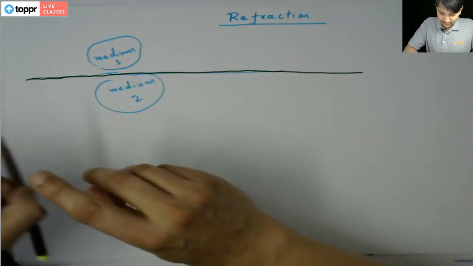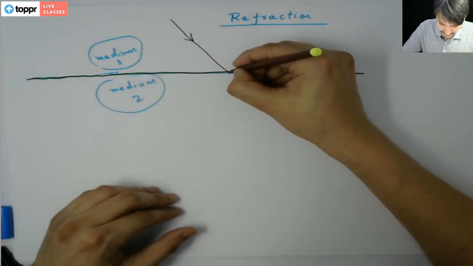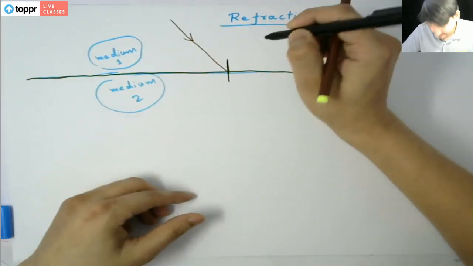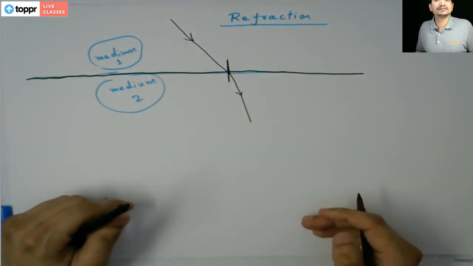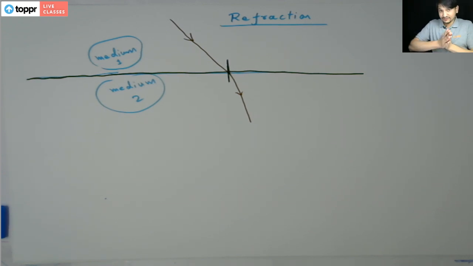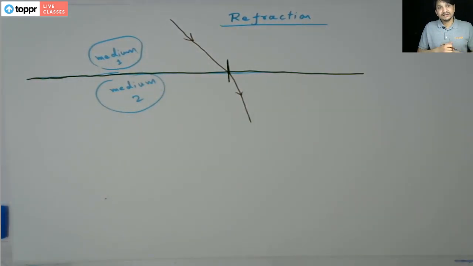Let's draw it. So this is the light wave. I'm considering a single ray. Again using black to draw the normal, and it bends. Why? This is the concept of refraction, that whenever light travels from one medium to another, a light ray bends at the interface, and this bending means it will bend towards the normal or away from the normal. It will depend whether medium 1 is denser than medium 2 or medium 2 is denser than medium 1.